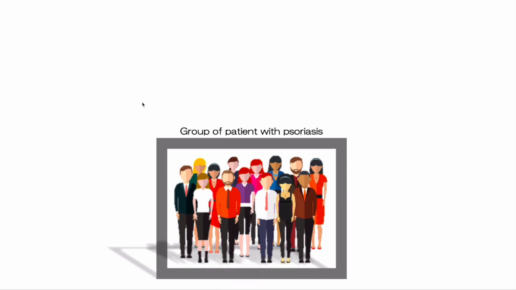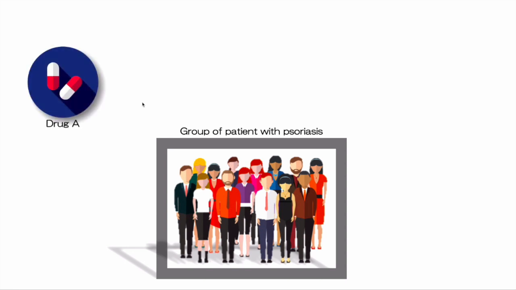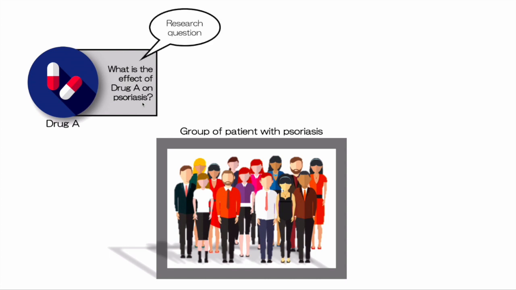Imagine you want to do a research about a new drug. Let's call this drug, for example, drug A, for a group of people who have psoriasis. Psoriasis is a skin disorder. And then we make a research question: what is the effect of drug A on psoriasis? And we can also say that our research hypothesis is drug A improves psoriasis. This is what we want to find out. This is the aim for using this drug.